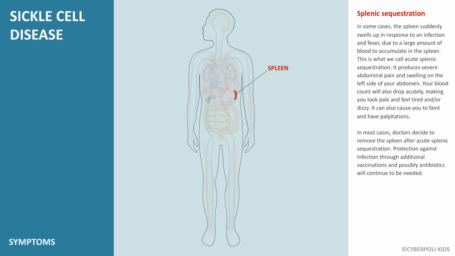In some cases, the spleen suddenly swells up in response to an infection and fever, due to a large amount of blood accumulating in the spleen. This is what we call acute splenic sequestration. It produces severe abdominal pain and swelling on the left side of your abdomen. Your blood count will also drop acutely, making you look pale and feel tired and/or dizzy. And it can also cause you to faint and have palpitations. In most cases, doctors decide to remove the spleen after acute splenic sequestration. Protection against infection through additional vaccinations and possibly antibiotics will continue to be needed.